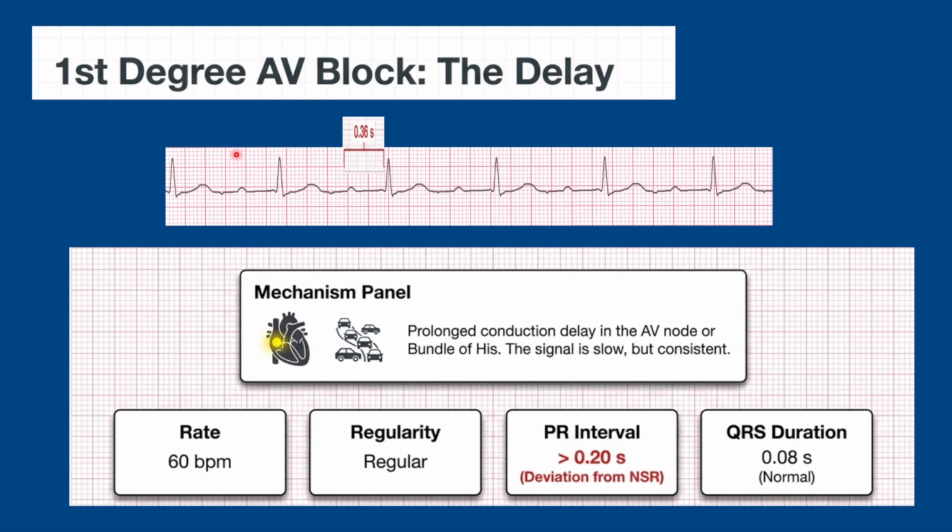But the rest of the ECG is normal, and the PR interval is fixed. So all of them are 9 small squares. You have a slow rate, so the heart rate is 60 beats per minute, it is regular, the PR interval is more than 0.2 and it is constant, and the QRS complex is normal. So if you find only bradycardia but with prolonged PR interval, this is first degree AV block.